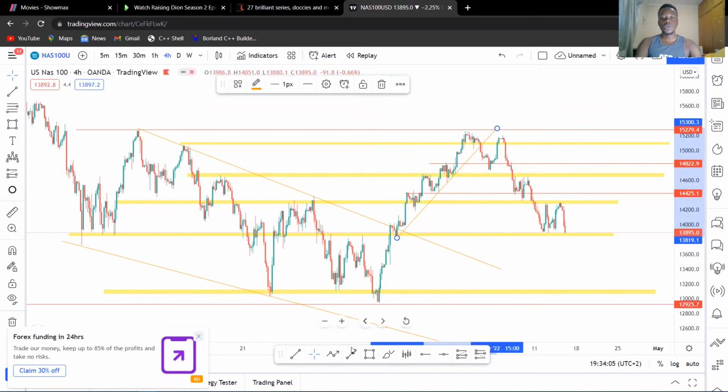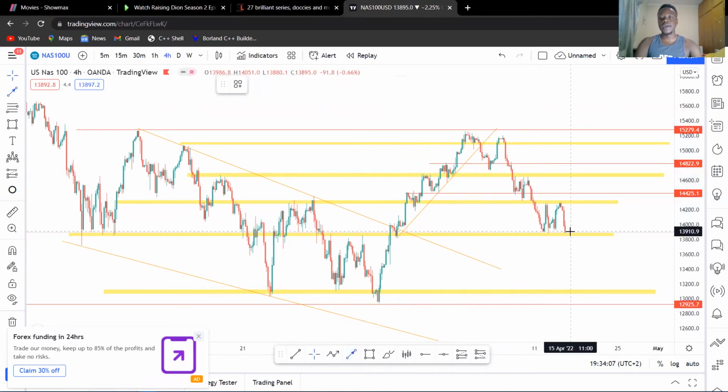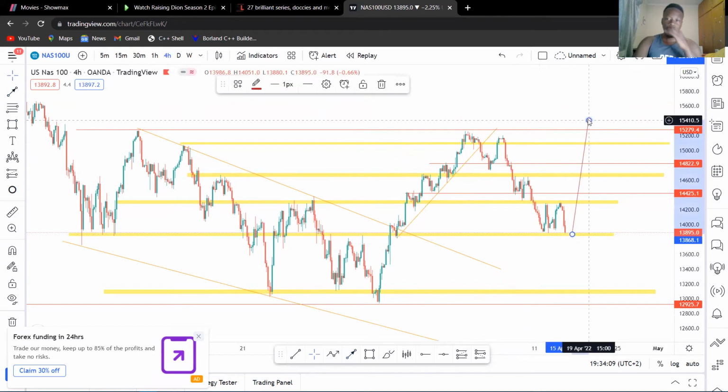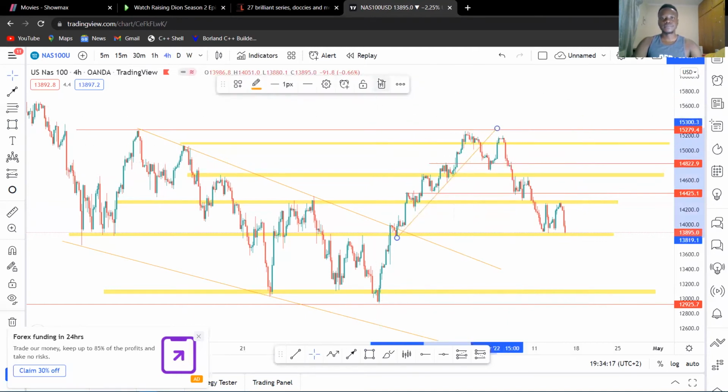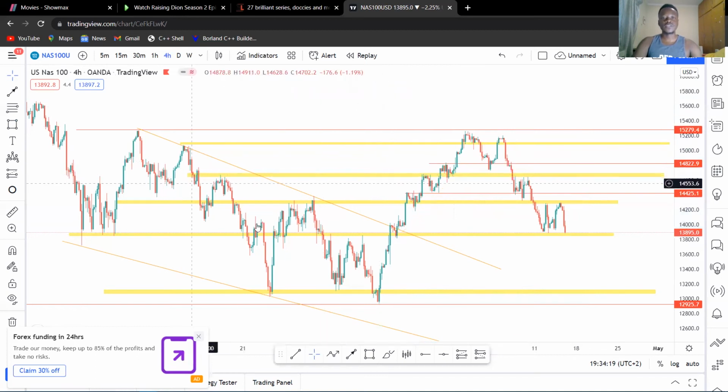Right now we want to see a push phase. So this is what's going to happen next week when the market opens. We want to come back and start buying. So let's just simply erase this, and then let's just focus on the structure.